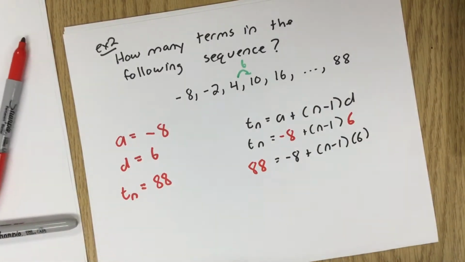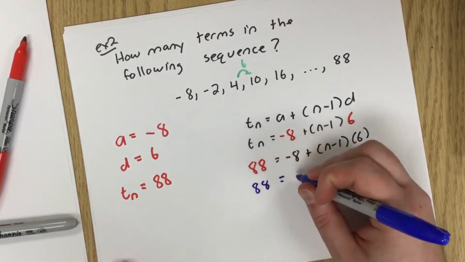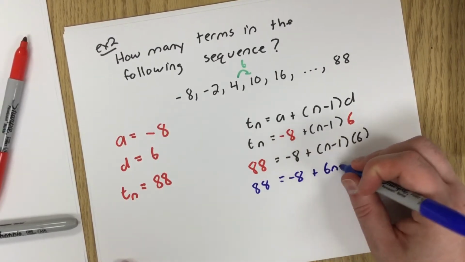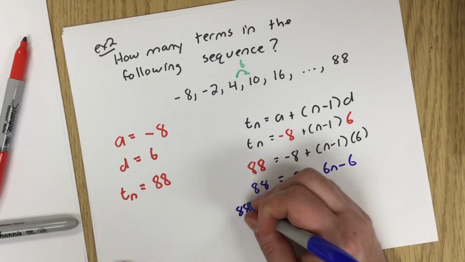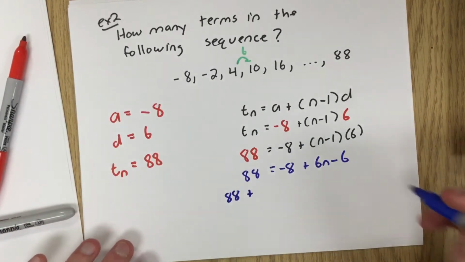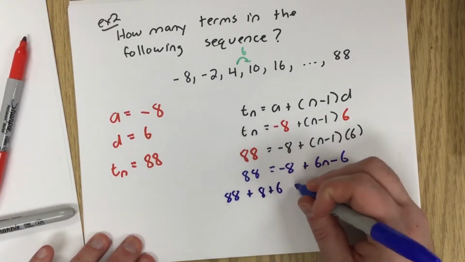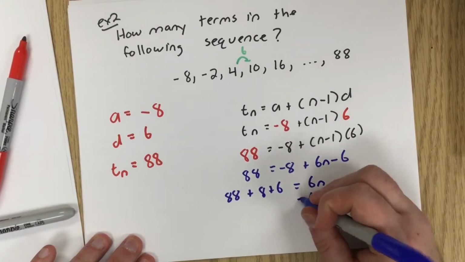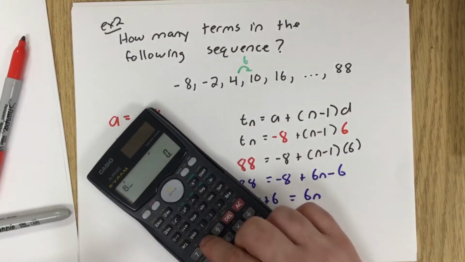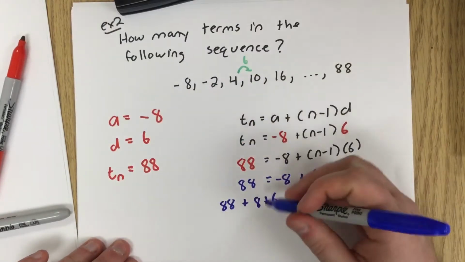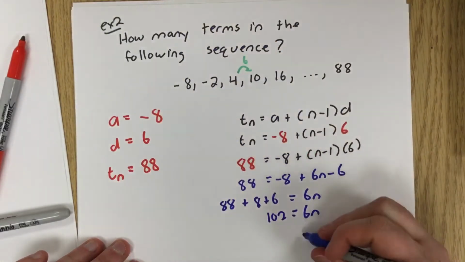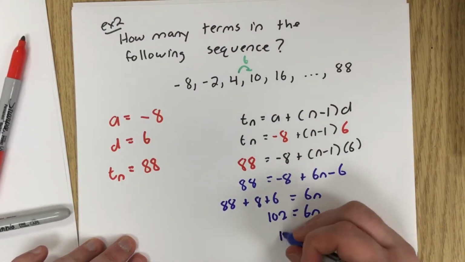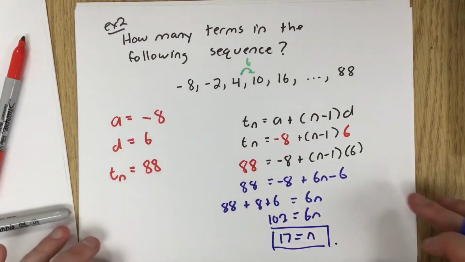And now it's a question of just mathing it out, or doing the algebra, I guess. So 88 equals minus 8 plus 6n minus 6. So bring the 8 and the 6 to this side, so we're going to get 88 plus 8 plus 6 equals 6n. 6n equals 88 plus 14, 102. And divide by 6, we get 17. So n is equal to 17.